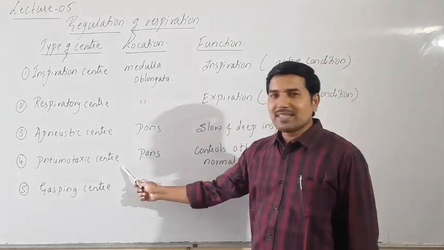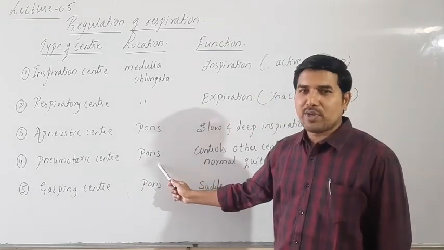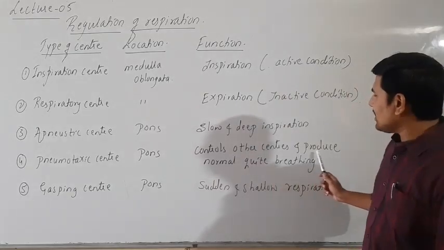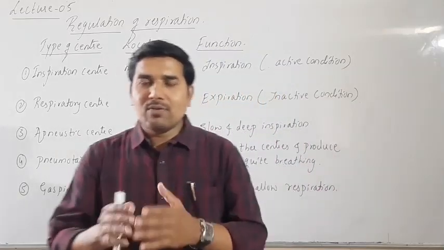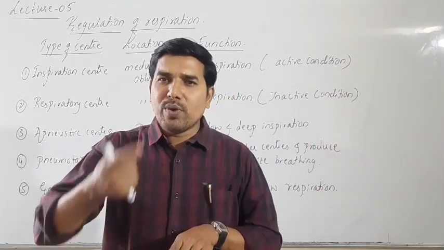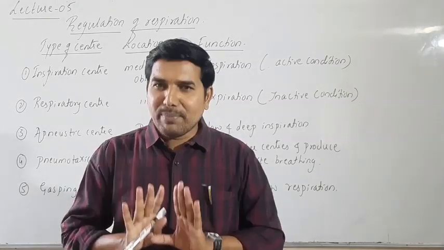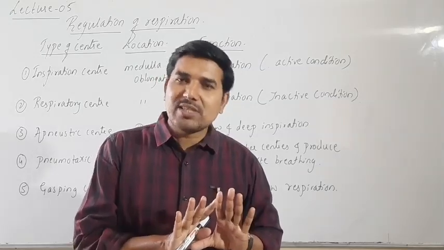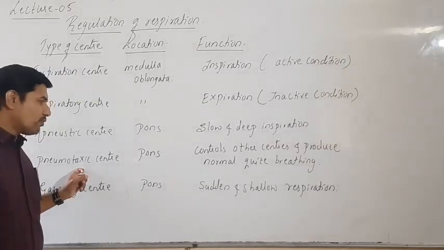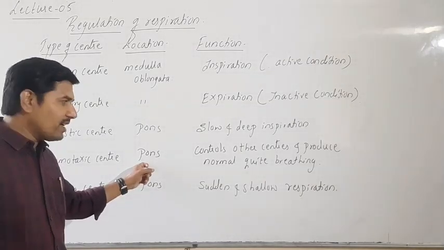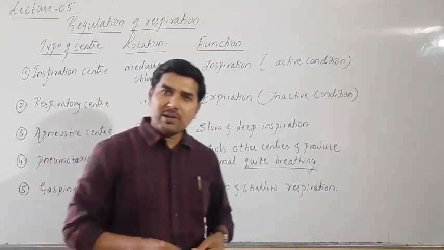Then the pneumotaxic center. This pneumotaxic center is located in the pons varolii again, and it controls other centers and produces normal quiet breathing. That means when we are sitting idly, we are breathing without making any sound. It is very quiet, very silent breathing. It is mainly controlled by the pneumotaxic center, which is located in the pons region. So quiet breathing, or normal breathing.